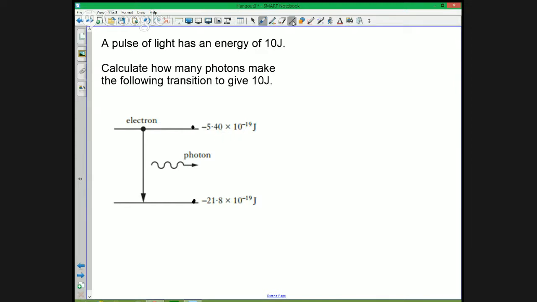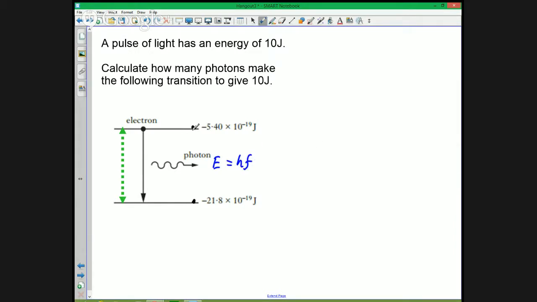So our problem is to work out the energy difference, because when the electron makes that transition, it will give out a photon of energy, which we know is always E, which is equal to Planck's constant times the frequency.